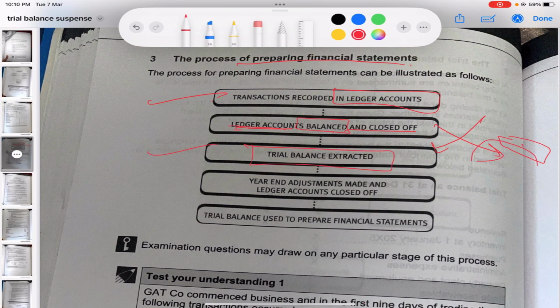Very simple. After putting it in the trial balance, year-end adjustments are made and ledger accounts are closed off. The trial balance is used to prepare financial statements. You know about year-end adjustments also now?